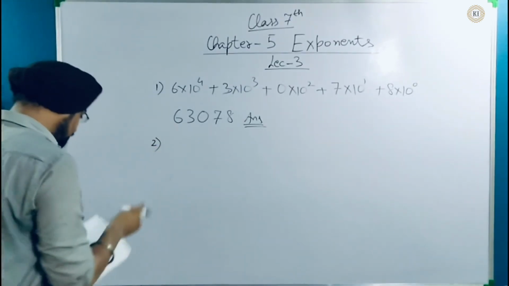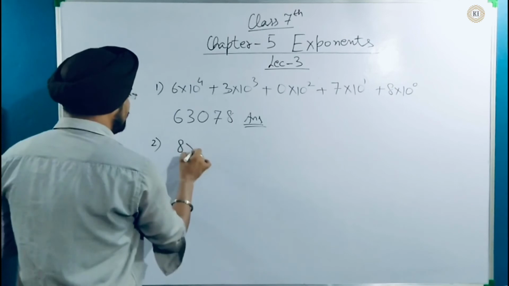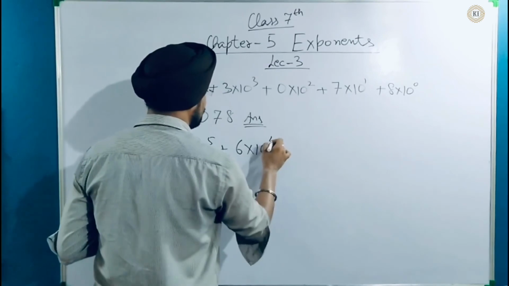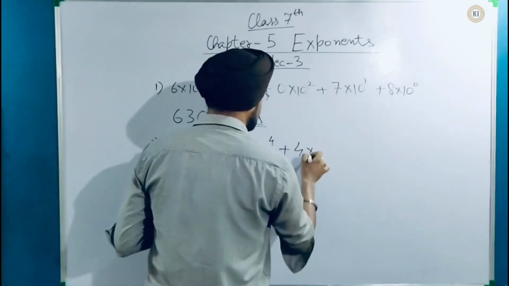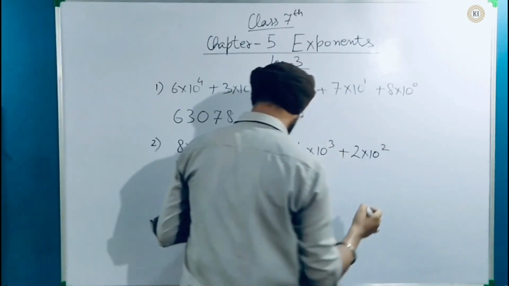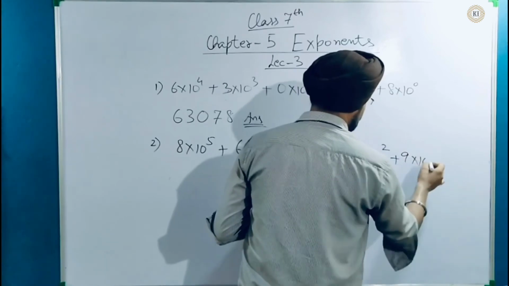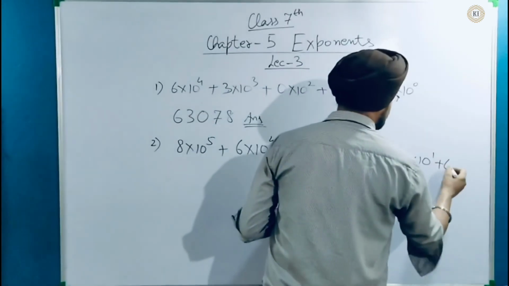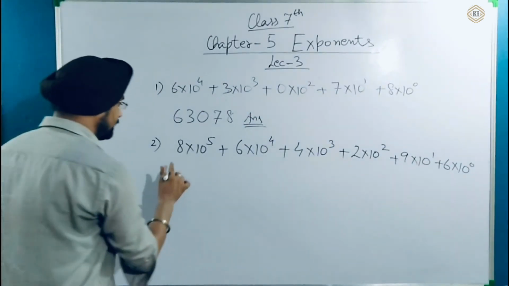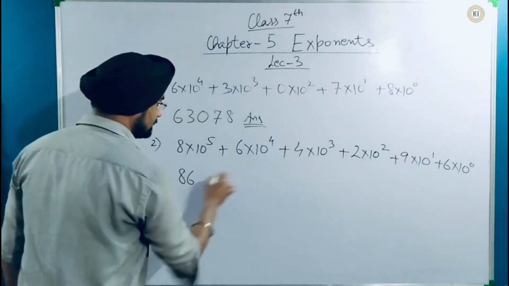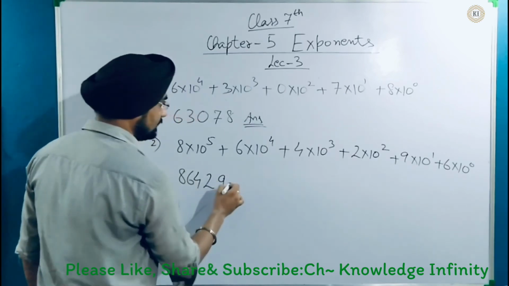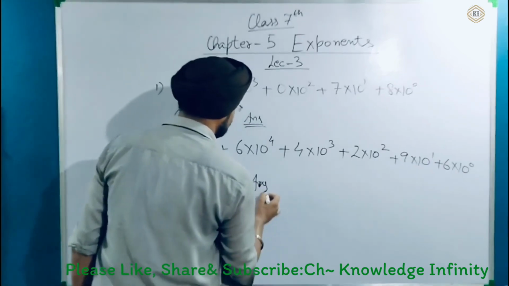One more question see on this. 8 into 10 to the power 5 plus 6 into 10 to the power 4 plus 4 into 10 to the power 3 plus 2 into 10 to the power 2 plus 9 into 10 to the power 1 plus 6 into 10 to the power 0. So again, first of all start from 8, then 6, 4, after that 2, then 9, at the last 6, and this will be your answer.